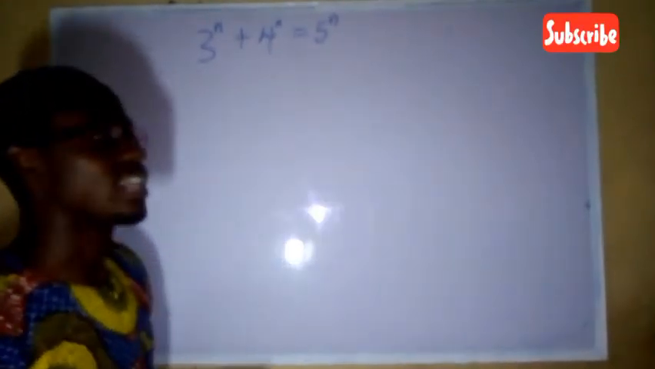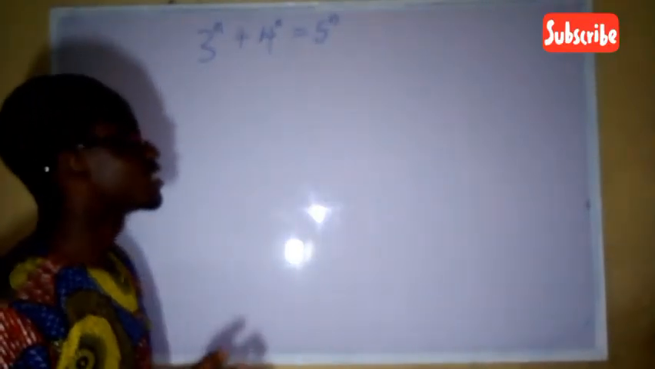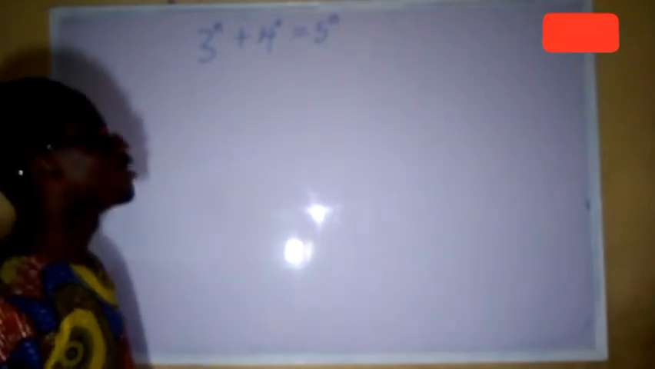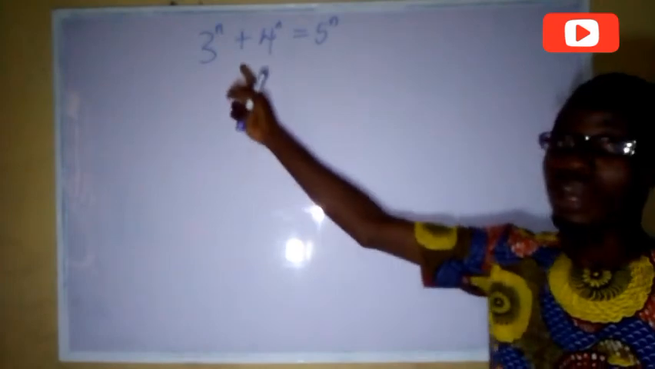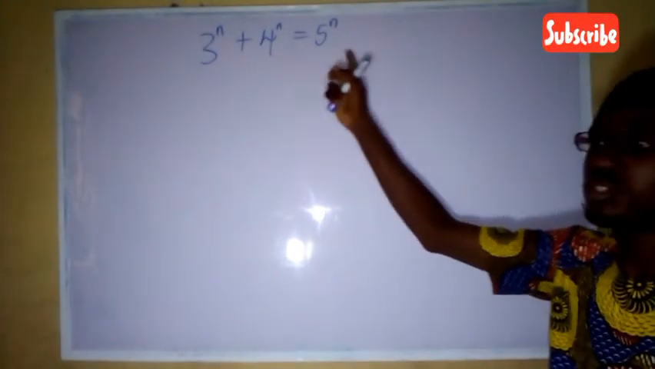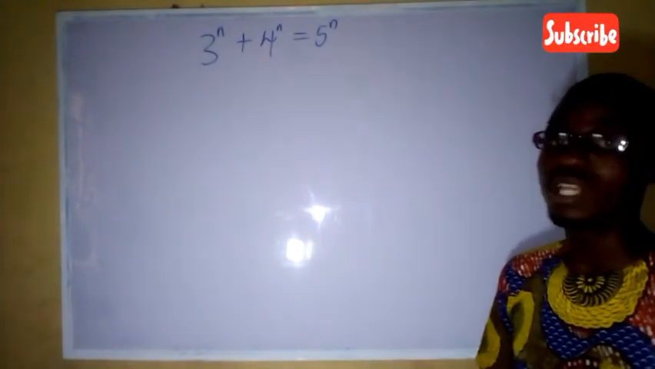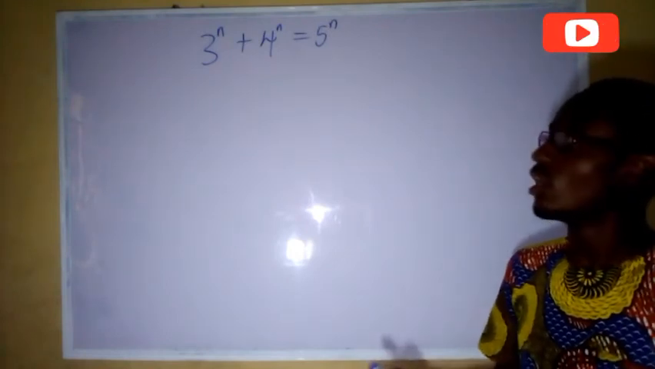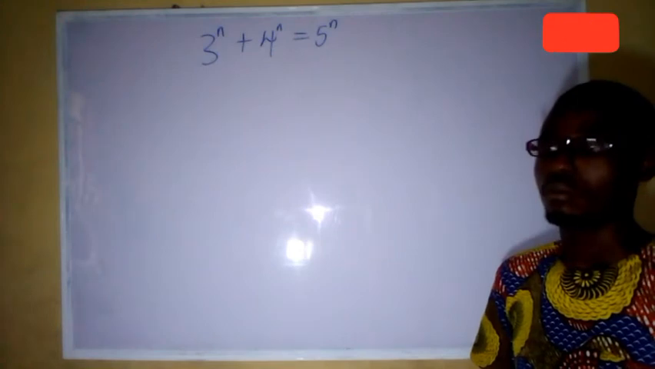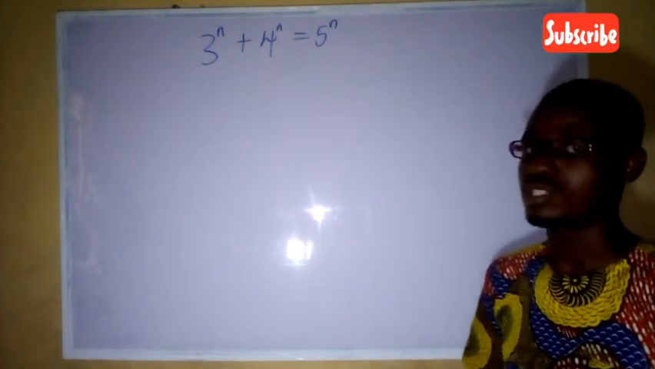Now, we want to look at how to prove that the answer for this particular exponential equation is equal to 2. We have 3 raised to the power n plus 4 raised to the power n equals 5 raised to the power n. Looking at it, automatically we should agree that the value of n is 2. However, how could we solve this?